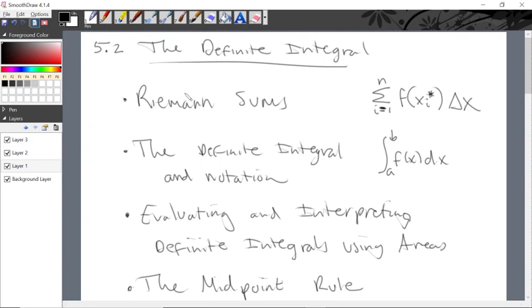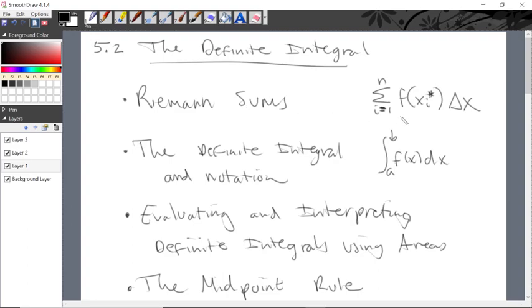So now we have gone through the work of finding the area under a function under certain conditions over a closed interval by using approximating rectangles for a finite number of rectangles. The name we have for that sum of the areas of those rectangles is a Riemann sum.